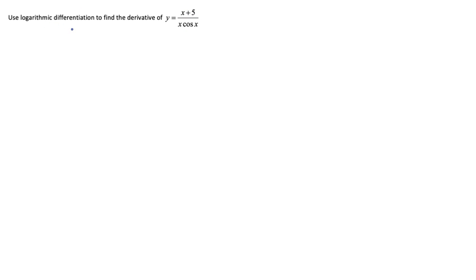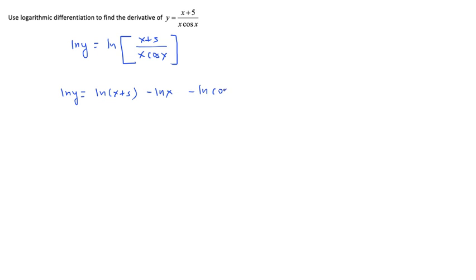The first thing we do is take the natural log of both sides. So the natural log of y, or the ln of y, equals the ln of this whole thing, (x plus 5) all over x times cosine of x. And why do we do that? The reason is, if you look at the right side, we can use the laws of logarithms to expand this. How can we rewrite this? It's going to be the ln of x plus 5 minus the ln of x minus the ln of cosine of x.